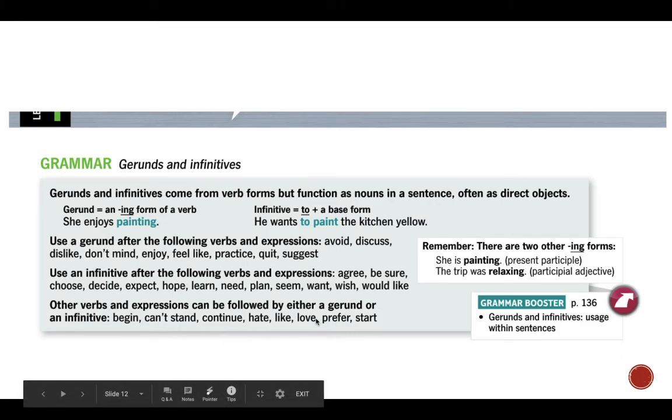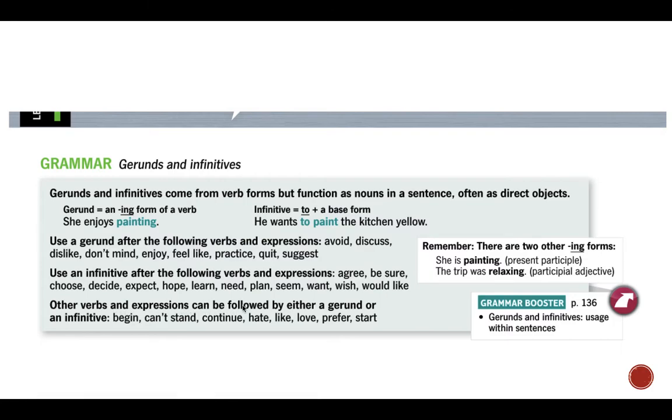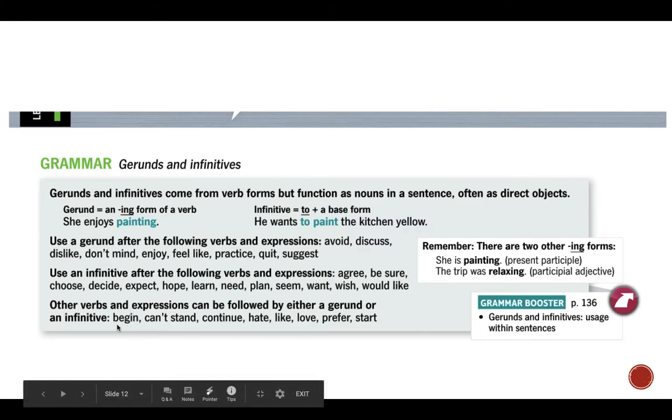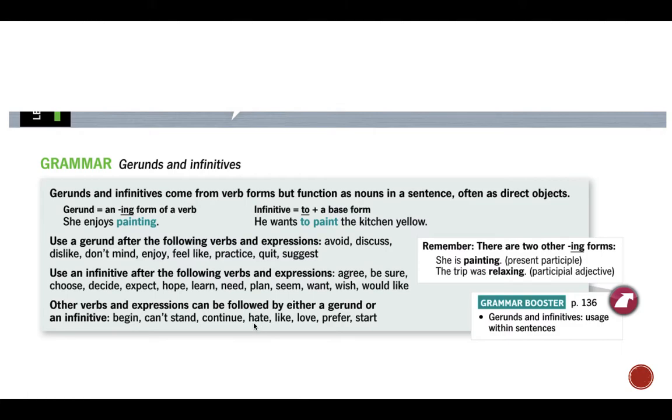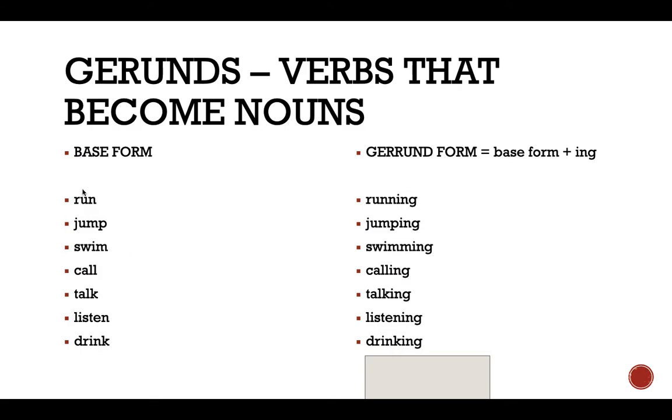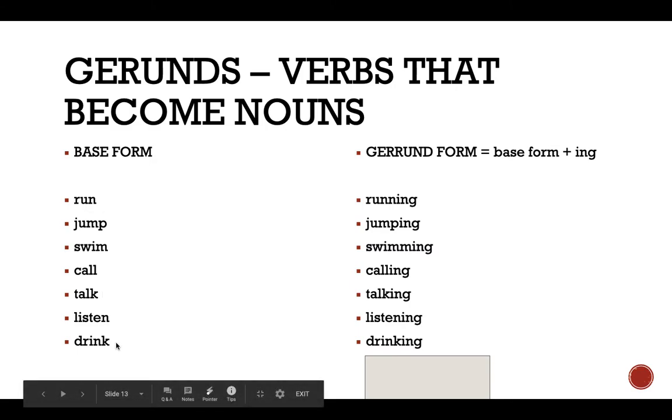These down here can be followed by either a gerund or an infinitive. So you could say begin painting. You could say begin to paint. That's okay. You could say hate painting, hate to paint. Both of those are fine. So here are some examples, and this is just a gerund. Run is running, jump is jumping, swim swimming, call calling, talk talking, listen, listening, drink, drinking.